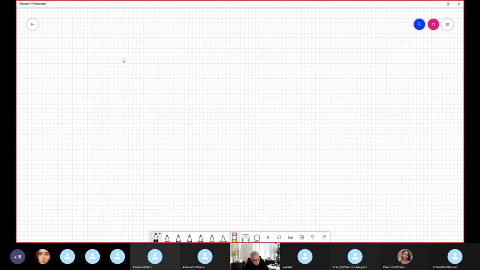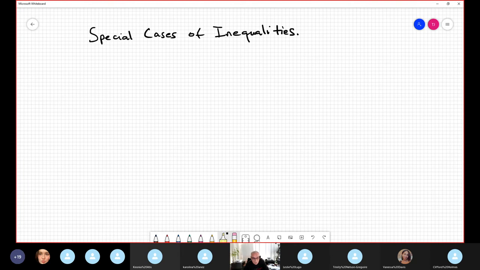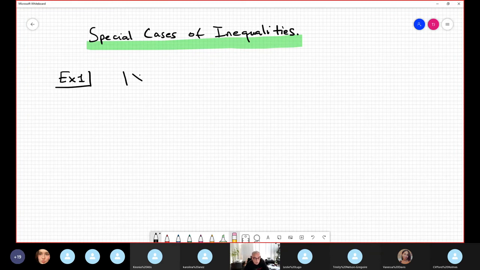Suppose this example, let me copy special cases of inequality. Okay. Suppose this. Example one special: absolute value of x minus 10, minus 2, less than or equal to minus 3.